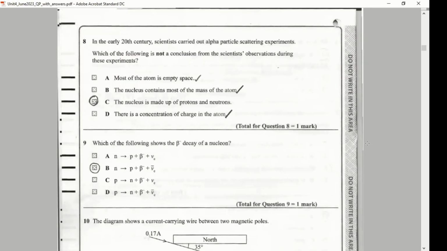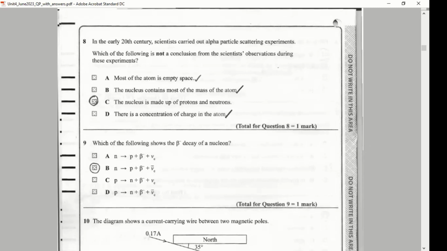Question 8. In the early 20th century, scientists carried out alpha particle scattering experiments. Which of the following is not a conclusion from the scientists' observations during these experiments? This is very much a classic question. You need to know that, yes, they found out that most of the atom is empty space. The nucleus contains most of the mass of the atom, or there's a concentration of mass. And they also found there's a concentration of charge in the atom. But they certainly didn't know anything about neutrons and protons. So the answer is C.